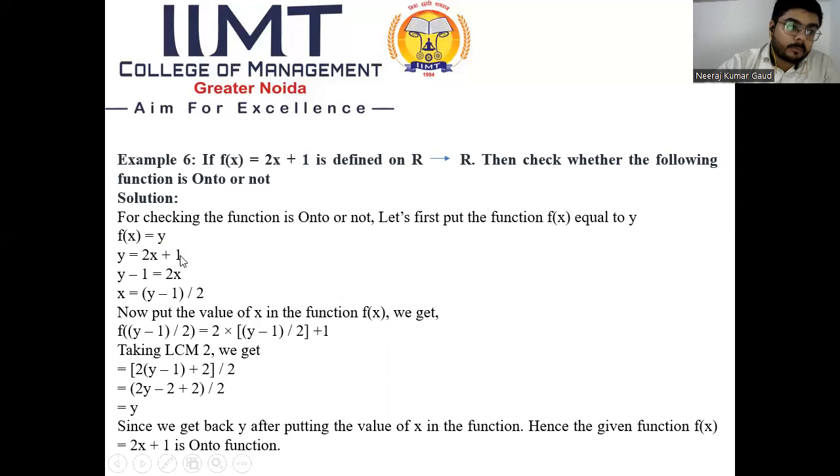We shift 1 from the right hand side to the left hand side, we get y minus 1 is 2x. So now after solving, we get x is equal to (y minus 1) upon 2. Now putting the value of x in the function, we get f of (y minus 1) upon 2 will become 2 times (y minus 1) upon 2, plus 1. Taking LCM 2, we get (2 times (y minus 1) plus 2) upon 2. After solving this, we come up with y. Since we get back y after putting the value of x in the function, hence the given function is an onto function.